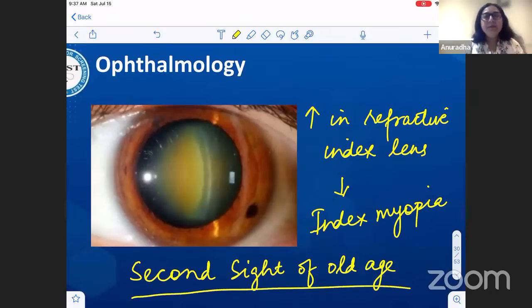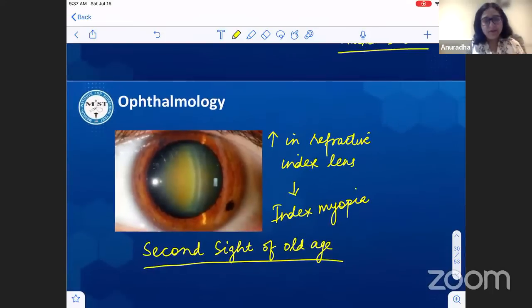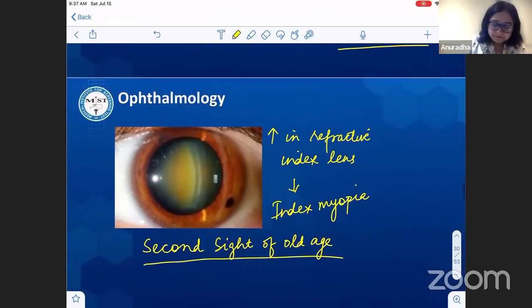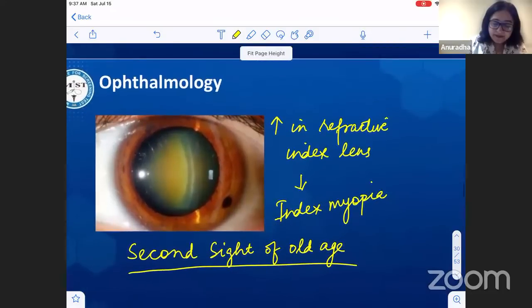So this person who was requiring reading glasses, because of index myopia, now does not need glasses to read. But of course, the vision for far will be affected. So what will you do? Shall you be very happy that now you do not need glasses? No, because the cataract is developing. So you have to take up this patient for cataract surgery.